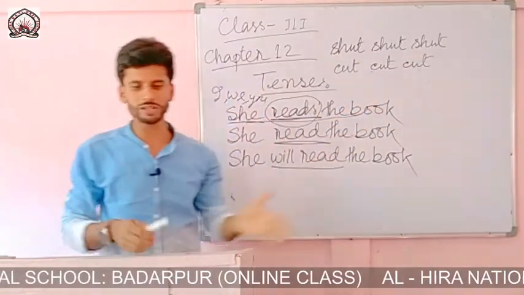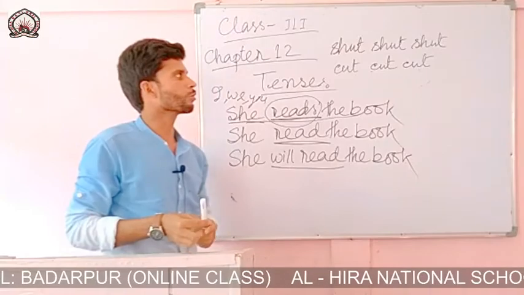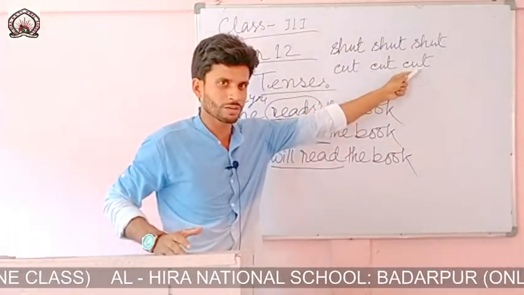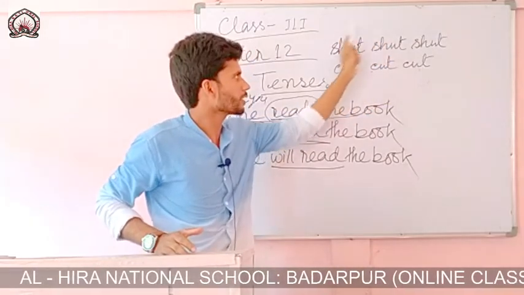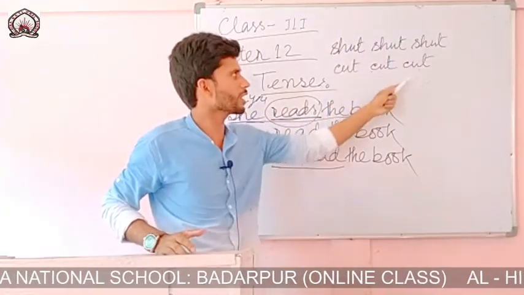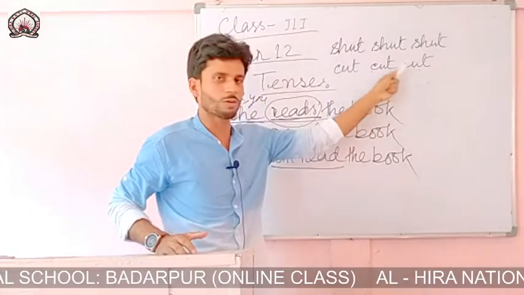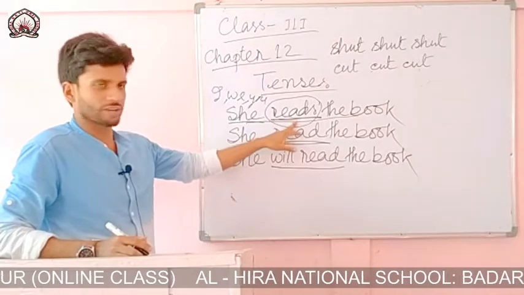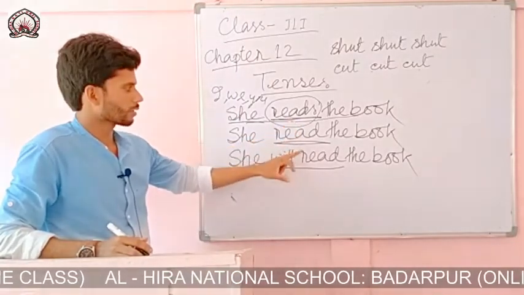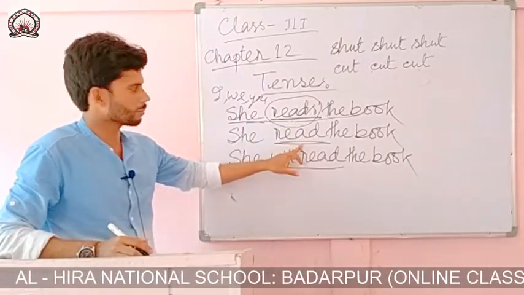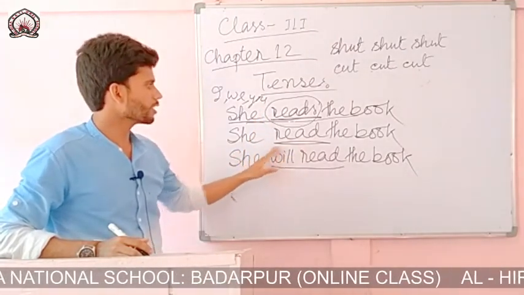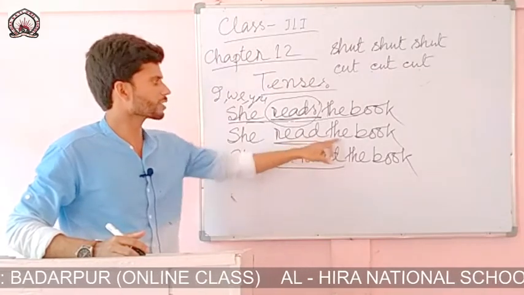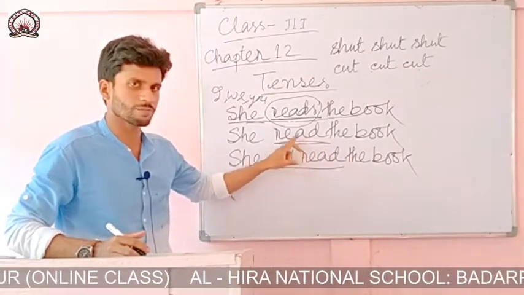So some verbs, when they change to past form and past participle form, do not change. Their spelling and their pronunciation remain the same. But what happens in case of read? In case of read, the spelling remains the same, but the pronunciation changes. She read the book. It is in past tense. The verb is in past form.